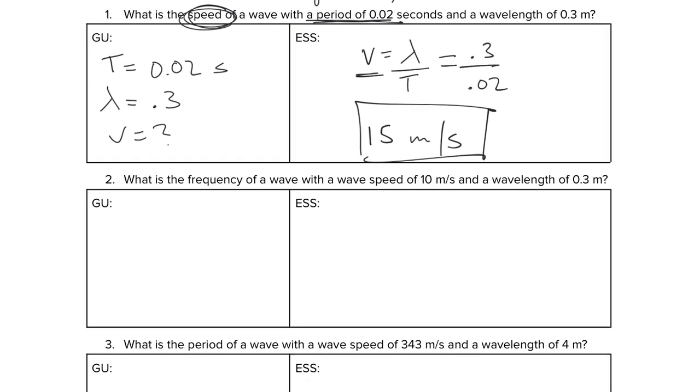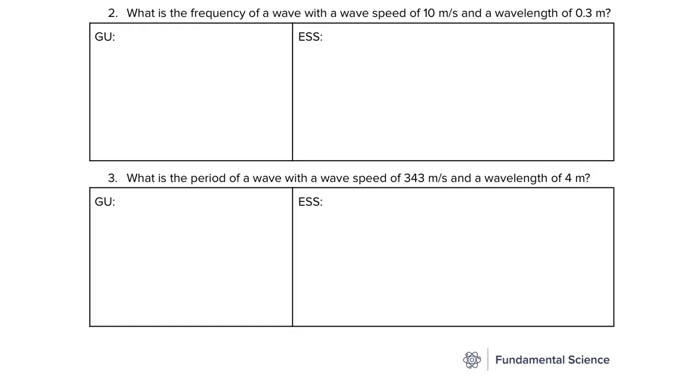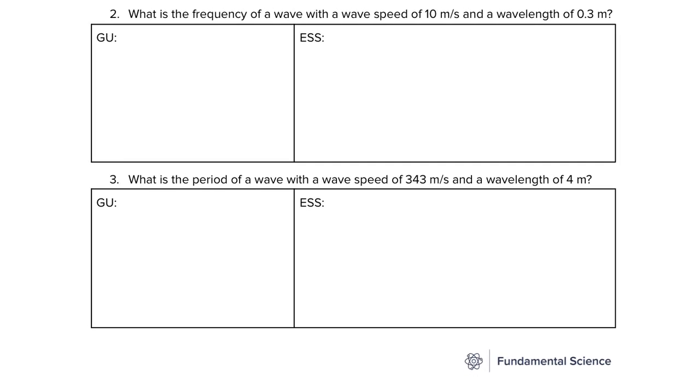Now our next example asks what the frequency of a wave is with a wave speed of 10 and a wavelength of 0.3. So once again, we're going to write down our given information. We've got a wave speed of 10, so that's a velocity. It equals 10, and a wavelength of 0.3 meters. So that's a lambda. That's 0.3 meters. The question is, what's the frequency?